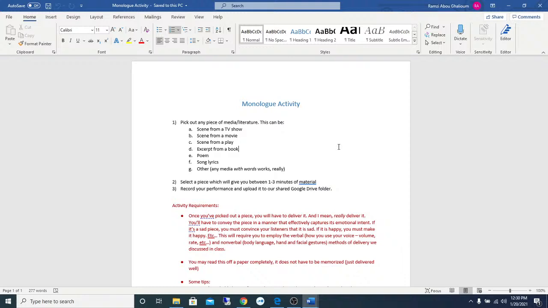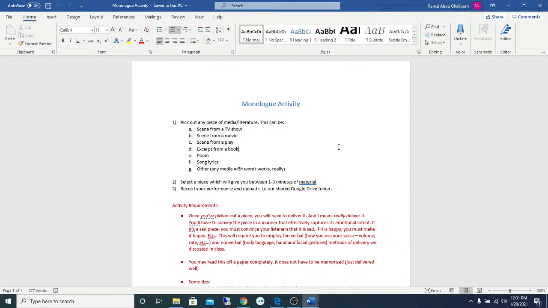All right. So you want to select one of these pieces. It should give you anywhere between 1 to 3 minutes of material. It's not like your speech. If you give me something shorter, like I said earlier, you'll get 0 points. If you give me something longer than 3 minutes, I'm not going to dock you points for this specific activity, but I'm going to stop watching at the 3 minute mark because I have over 100 of these that I need to watch and give points for, all right?